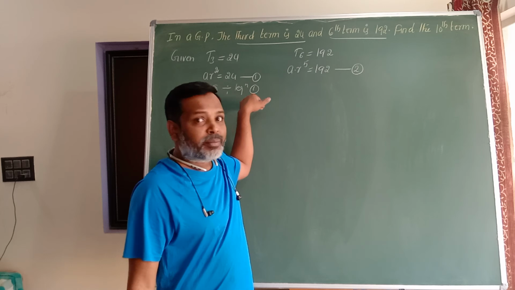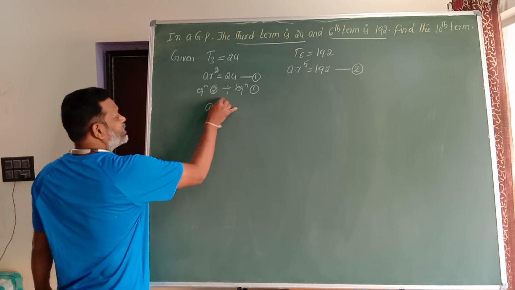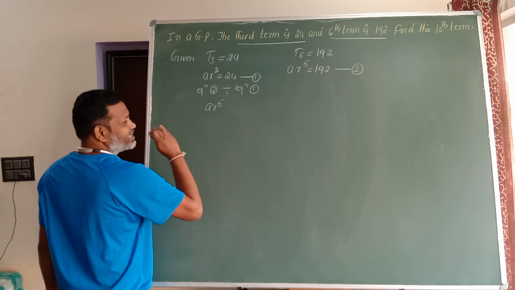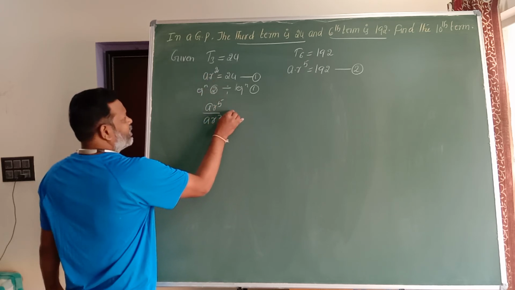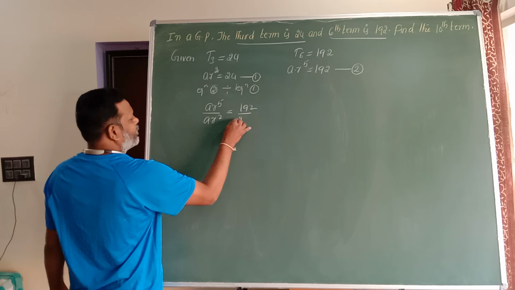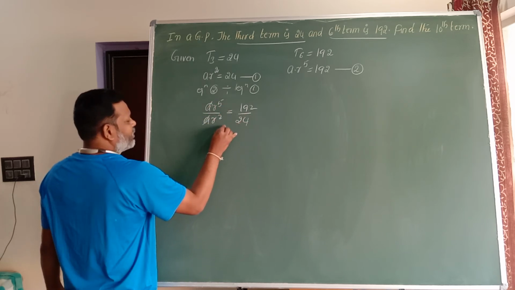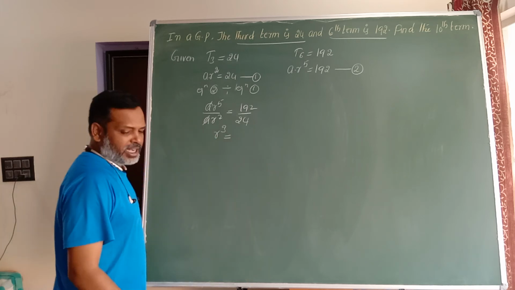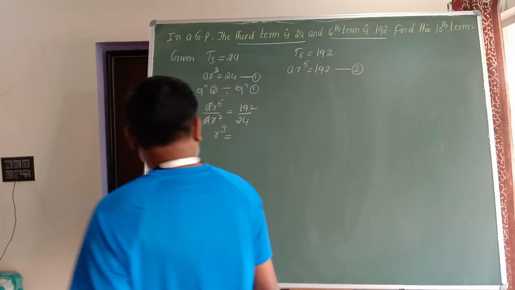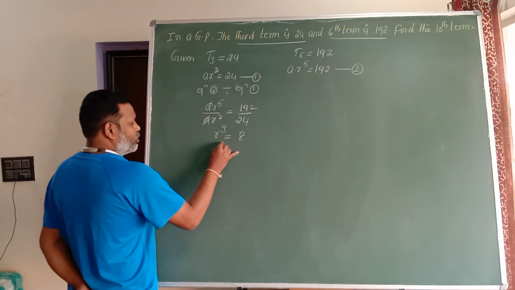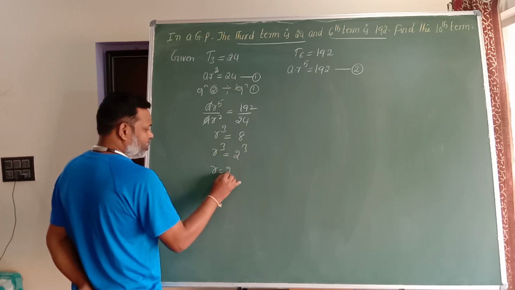Now bigger term divided by smaller term. The bigger term is AR power 5 is equal to 192. Divided by means LHS, RHS. AR power 5 divided by AR square is equal to 192 divided by 24. Here A and A get cancelled, R square and R square get cancelled. What remains is R cube is equal to 192 divided by 24, that is equal to 8. So R cube is equal to 8 can be taken as 2 cube. Therefore R is equal to 2.